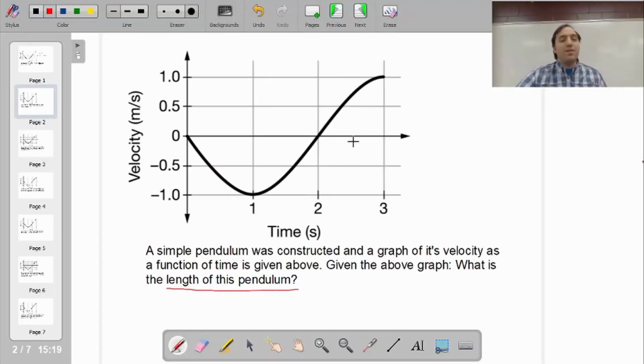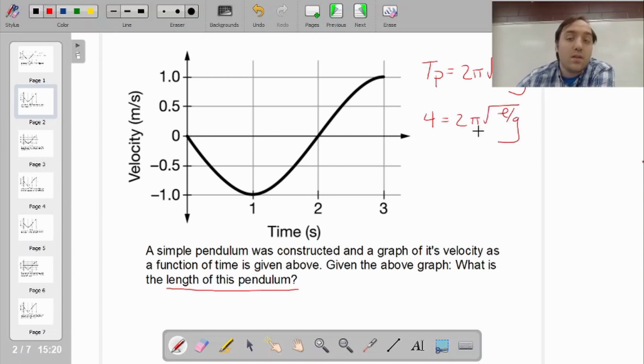Well, we don't have anything about the length here. We don't even have any real information, but what we do know is that we can find the period. Period of a pendulum is 2 pi square root of L over g. And once I find that period, finding L is just a matter of plugging in and solving. In this case, we've already said the period is 4 seconds, so it's 4 equals 2 pi square root of L over g.